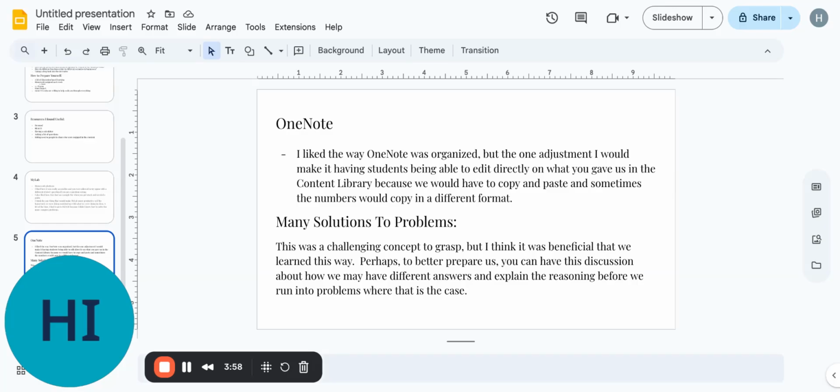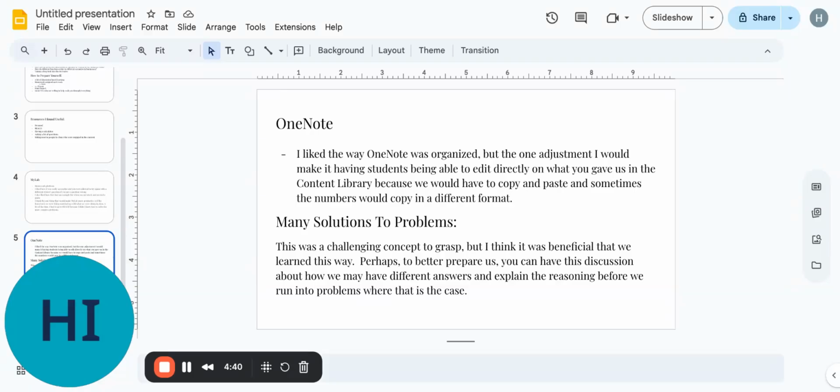I liked the way OneNote was organized, but the one adjustment I would make is by having students be able to directly edit on the assignment that he gave us for the day. So he would put an assignment in the content library, and then we would go in and look at it, and then have to go to our section of the notes to answer it. But it would be great if we were able to answer it directly in the content library, kind of like your own personalized page on the assignment, because whenever we'd have to copy and paste it into our section, the numbers would get messed up because of the copy and paste difference, I guess.